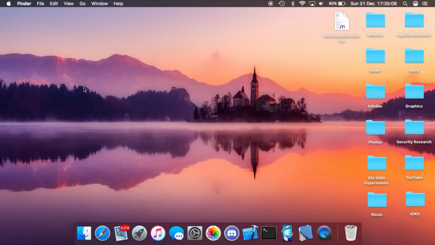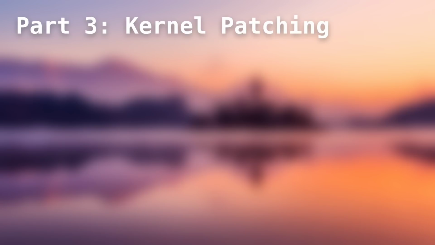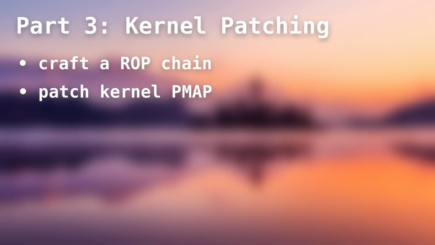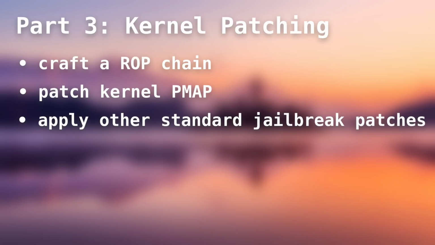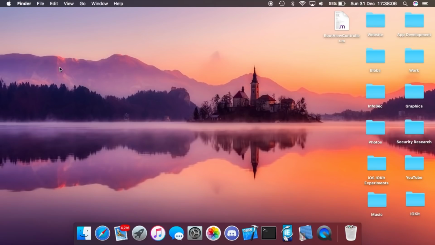And finally, the last part will cover the kernel patching. So this will show you guys how to build a ROP chain that will execute and patch the kernel pmap and then apply all the other standard jailbreak patches that you'd find in public jailbreaks today. So things like the root file system remount, AMFI patch, and all the other ones. So also we could possibly install Cydia at the end, but that's not really the main focus of this series. It's more about the exploitation side of it. So that's pretty much the outline of what this video series will cover.